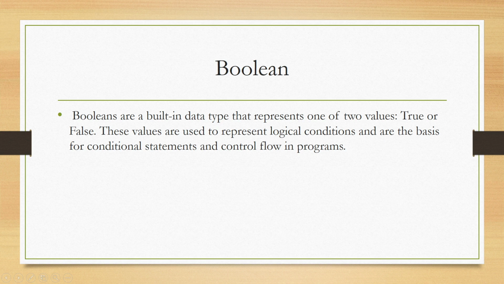Boolean is an inbuilt data type that represents two values. It can either be true or false. These are used to represent logical conditions on the basis of conditional statements and control flow in programs.